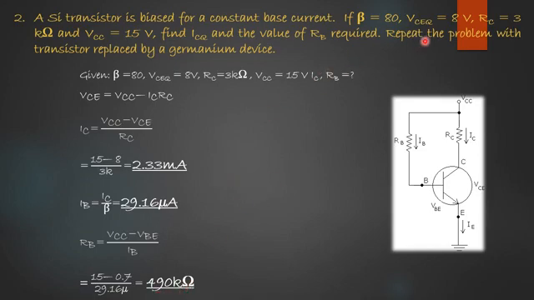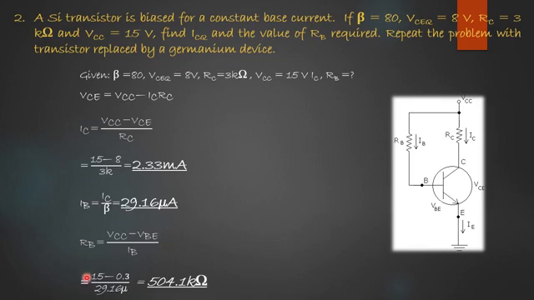So in the second part of the problem, where we have to replace the silicon transistor by a germanium transistor, we can actually consider all the parameters to be the same. That is, IC is 2.33 milliamperes, IB is 29.16 microamperes. Considering all the parameters the same, we can simply determine the value of RB.